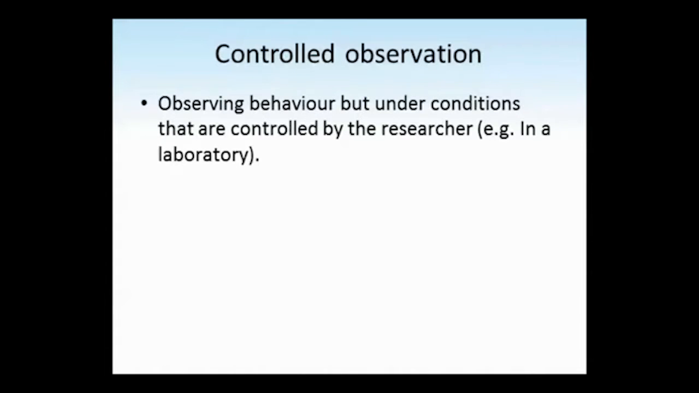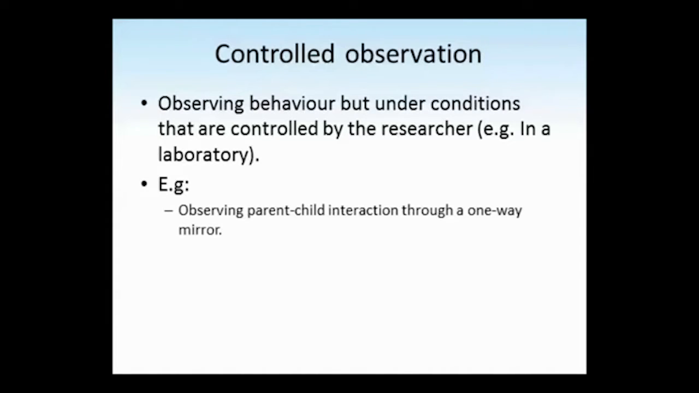Another type of observation that we can use is called a controlled observation. This is where we're observing behaviour under conditions which are controlled by the researcher, so maybe in a laboratory. An example of this could be observing parents and children interacting, maybe through a one-way mirror. So they might not know they're being observed, but they might also sometimes know that they're being observed. Ainsworth's strange situation study is a good example of a controlled observation.